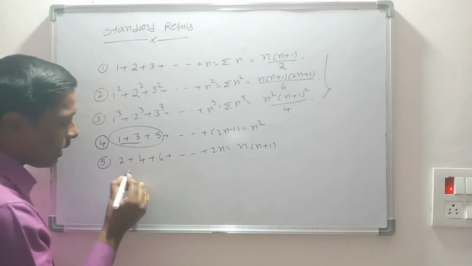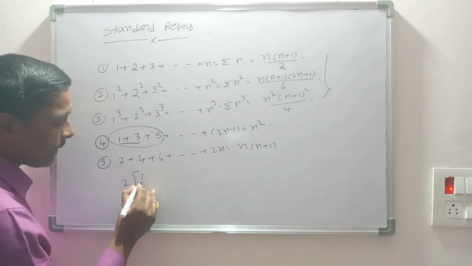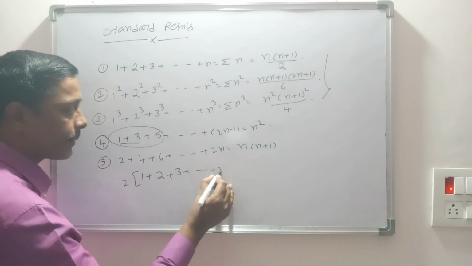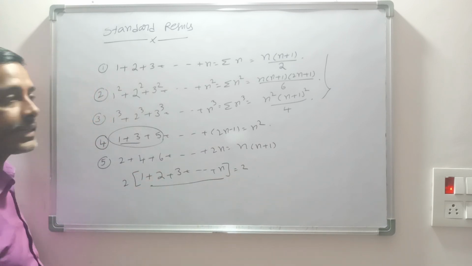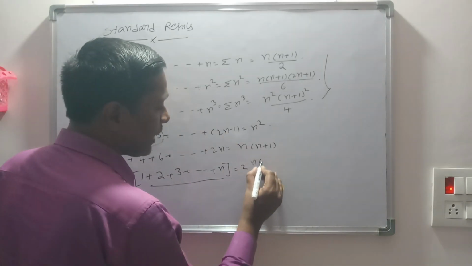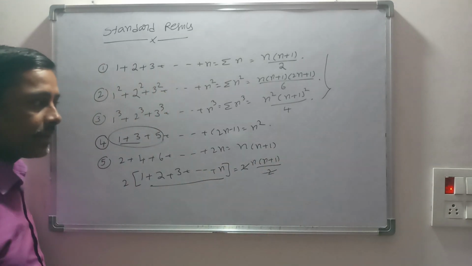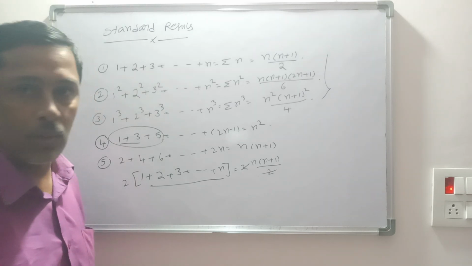How to write this formula? From all terms we can take common 2. What is the remaining term? 1 plus 2 plus 3 plus so on to n. 2 into, what is the standard formula of sum of the n terms? n into (n plus 1) by 2. The 2 gets cancelled. n into (n plus 1). Sum of the even terms is n into (n plus 1).